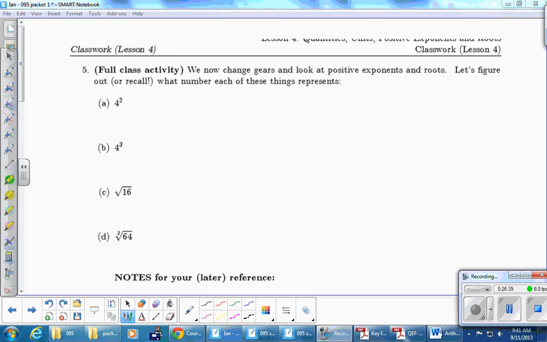Can everybody jump to the next page here? Let's all jump to this next page. We're just going to spend a few minutes talking together about exponents and radicals.